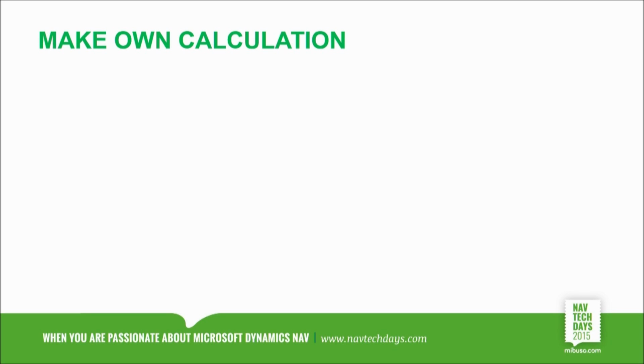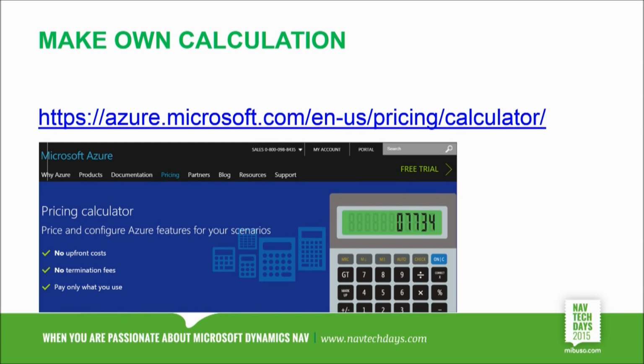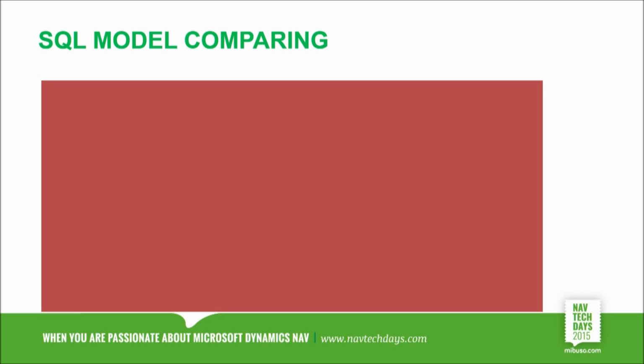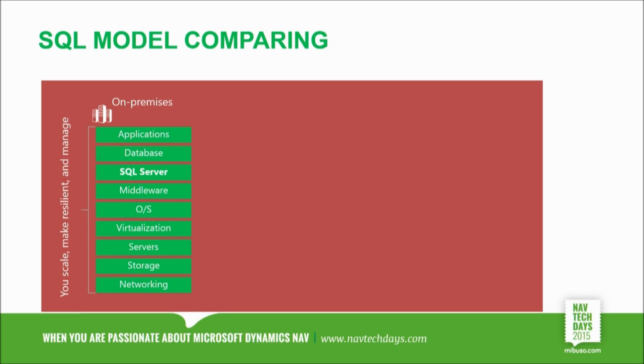Let's come back. This is not only about license pricing. We still have some other comparisons. For example, when we use SQL on-premise, we, as partner or client, have the obligation to administrate all services for application, database, SQL Server, middleware, networking, storage. Everything is our obligation, and this is a cost as well.